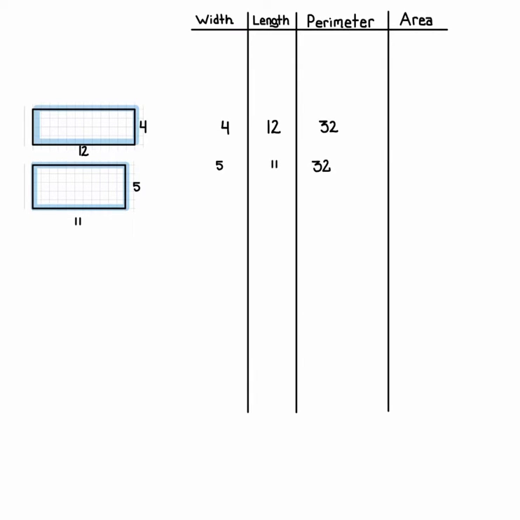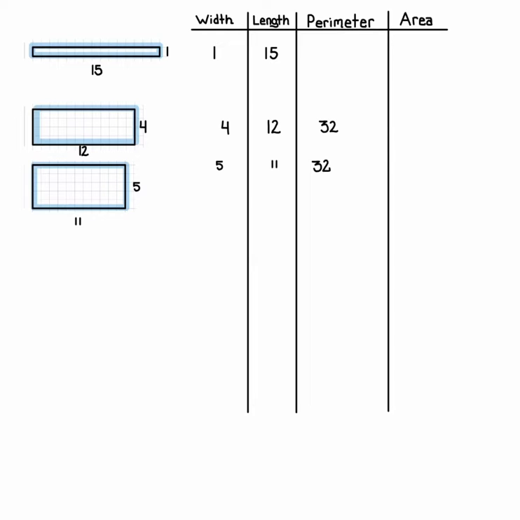Okay, let's make another rectangle with the same perimeter. So this time I'm going to subtract 3 from the width and then turn around and add 3 to the length. 4 minus 3 is 1, and 12 plus 3 is 15. Going all the way around, 1 plus 15 plus 1 plus 15 is still 32.